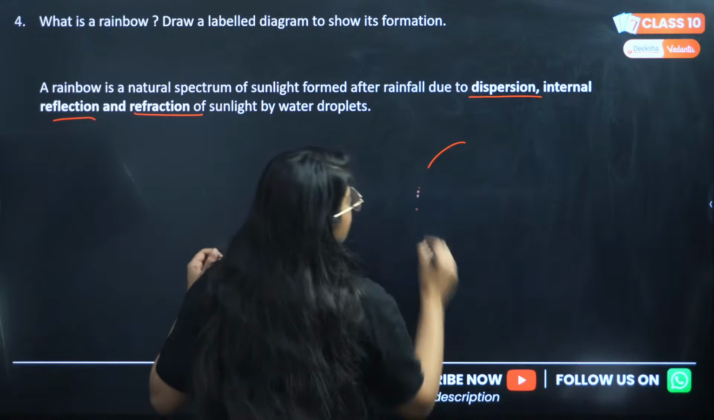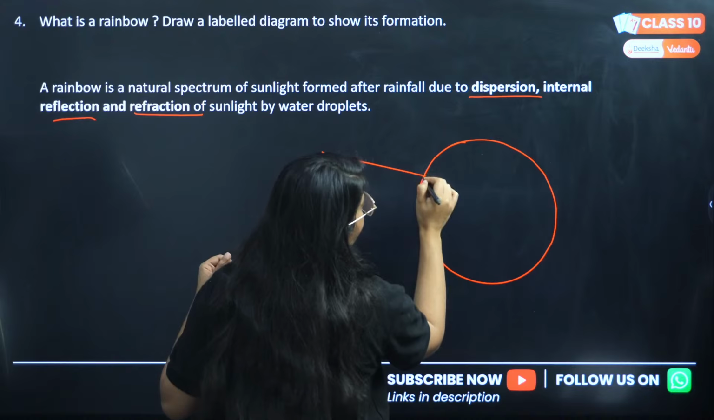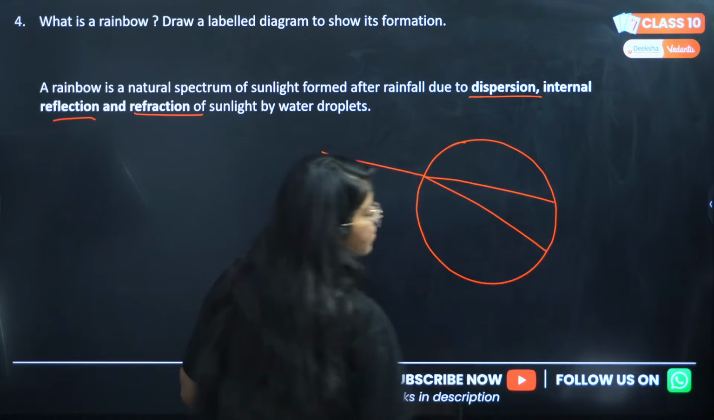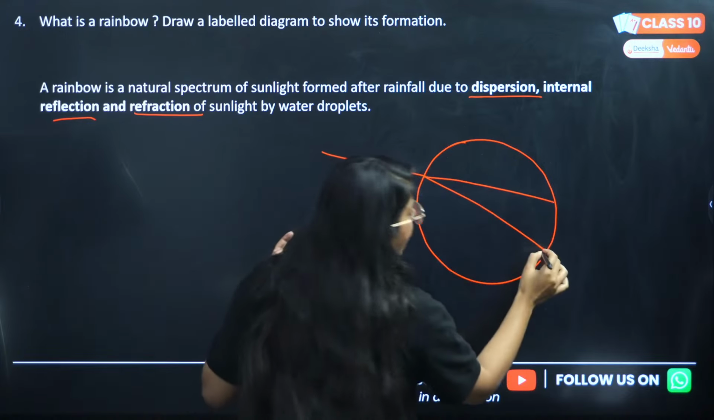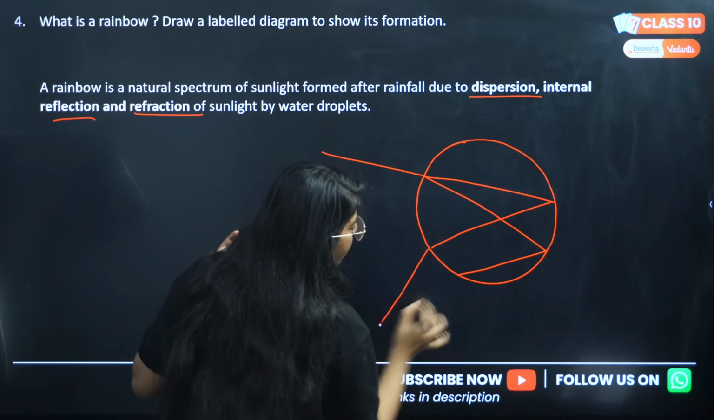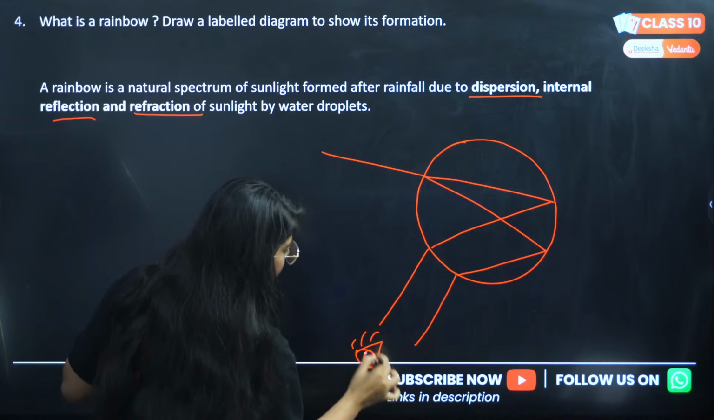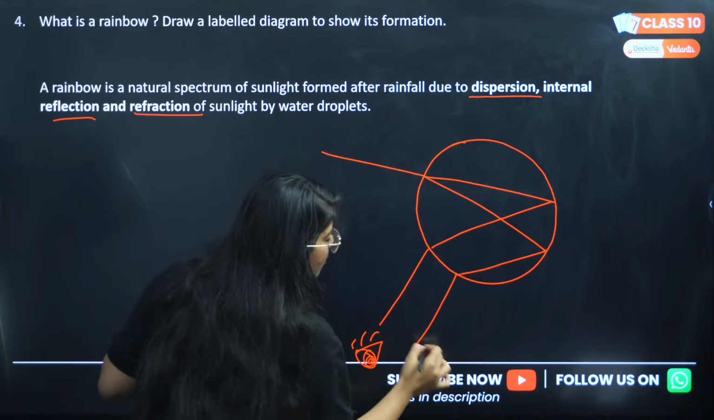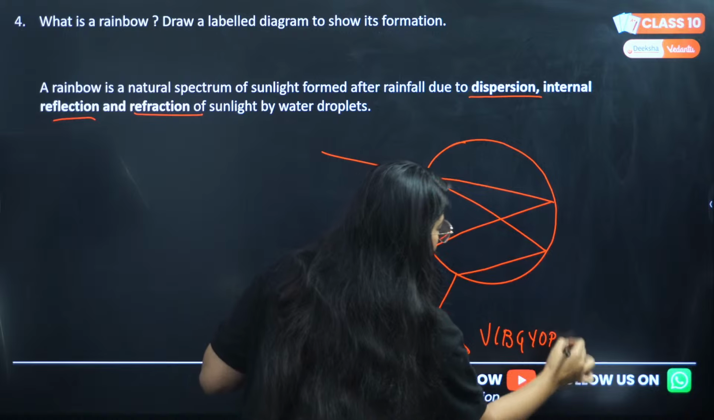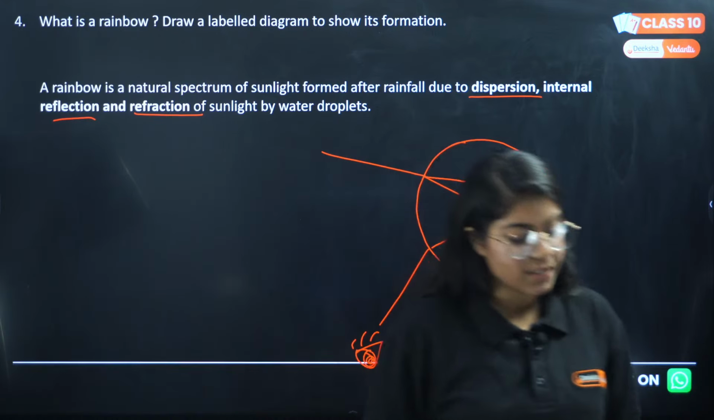What you have to do, just draw a tiny droplet. This is the sunlight that is coming. This will get dispersed into 7 colors, correct? 7 colors. Then total internal reflection will happen, okay? And then the light will come out, and from here you will see the eye. It's a great eye, by the way. Okay, and this will be VIBGYOR. Correct? So the white light splitting into 7 colors due to water droplets is why a rainbow happens.